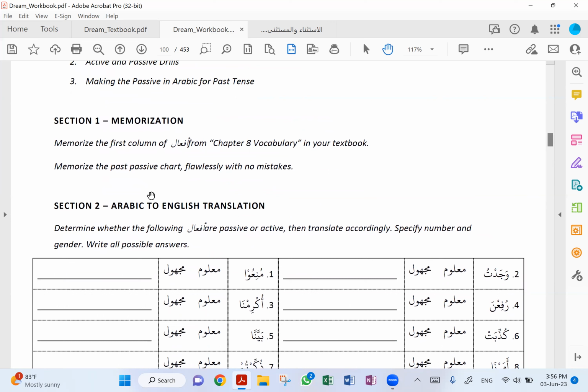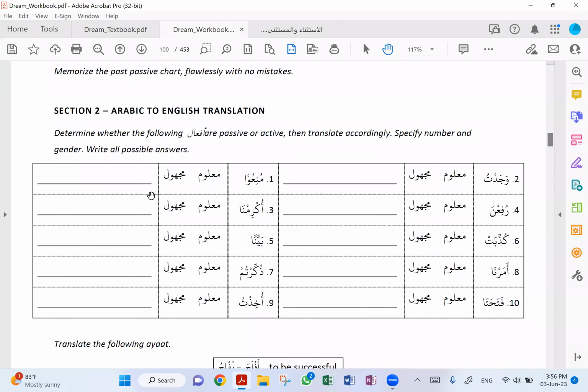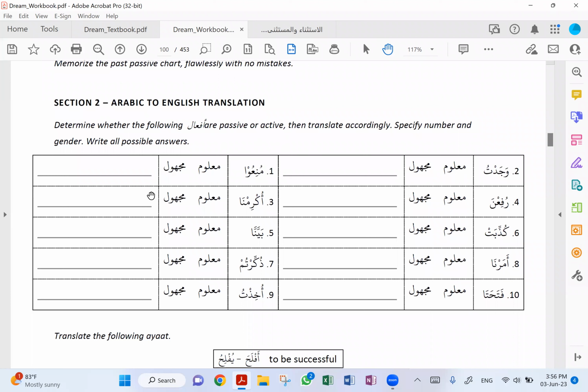So the instructions are memorize the, okay, so this one you do on your own. Determine whether the following af'al are passive or active. So we're starting very easy. Okay, so there are 4 parts to this. And hopefully, inshallah, we can finish this chapter today. If not, we might skip a section and then go to the last section. So this is pretty easy, just to identify: is it majhul? Is it ma'lum? Is it passive or is it active?